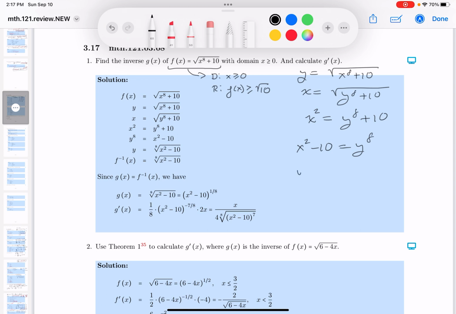So let me put this over here. So y would equal the positive root. What root? The 8th root of x squared minus 10. Now if I wrote the domain of this one down over here, I would say the domain is greater than or equal to the root of 10. All right, the range of this, let me see if that makes sense. Yeah, that makes sense. And the range of this thing would be, the y would be greater than or equal to 0. All right, and this is the inverse.